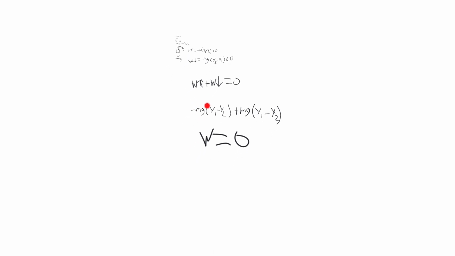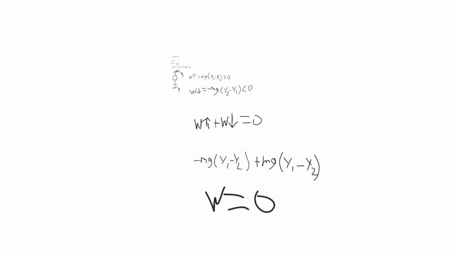Now how would that look like here in this problem? It's going to be negative mg (y2 minus y1) plus mg (y2 minus y1) is going to be equal to 0, because this is representative of the work going down, and this is representative of the work going up, right? And since they're the same magnitude per se, they're the same value, but just opposite directions, they're going to cancel each other out, and the work is going to be 0.